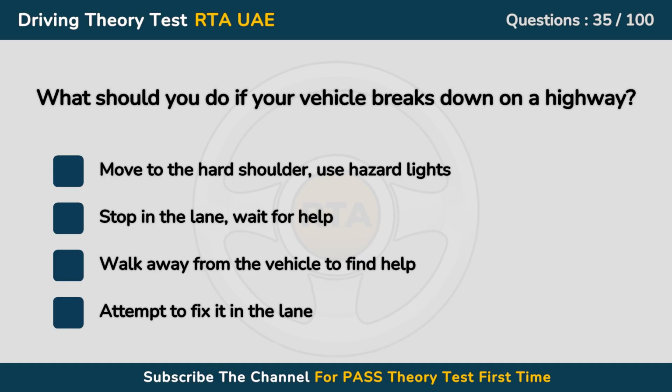Question 35. What should you do if your vehicle breaks down on a highway? A. Move to the hard shoulder, use hazard lights. B. Stop in the lane, wait for help. C. Walk away from the vehicle to find help. D. Attempt to fix it in the lane.